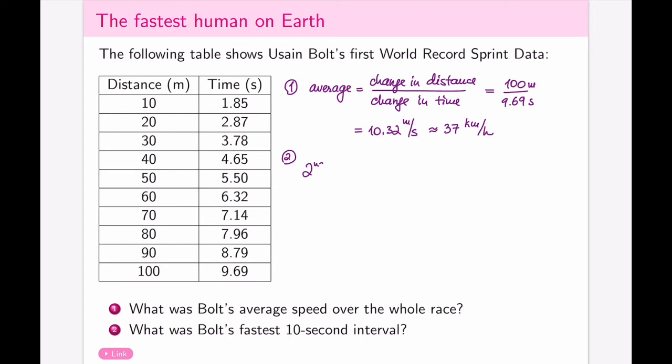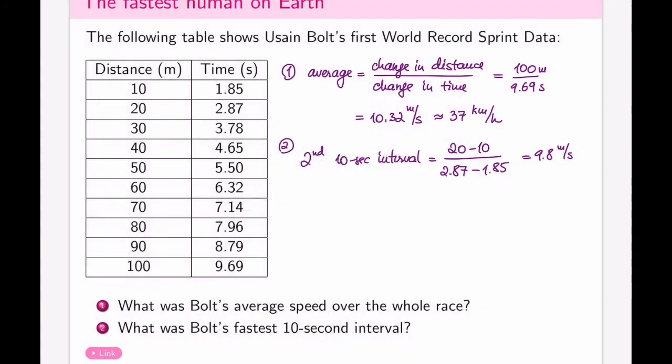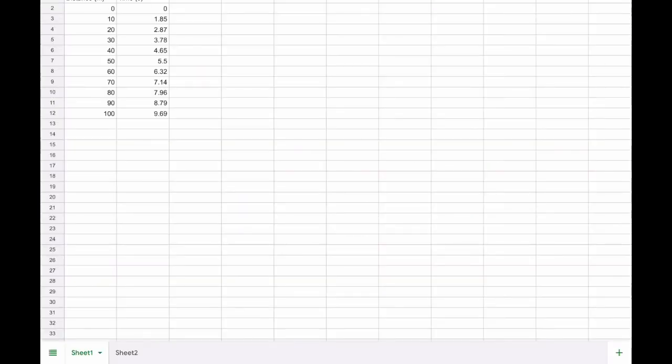Okay, so for the second 10-meter interval, what we have is the change in distance is 10 meters between 20 and 10, and the change in time is how much time has passed between the two different time points. If we compute that, we will see that this is 9.8 meters per second. Now, this is, of course, just the second interval. What about the first? What about the third, fourth, fifth, and so on? There's a lot of intervals to fill in here. You can do this with your calculator, or we can pull up a spreadsheet and actually calculate it using a spreadsheet. Let's see how this would work.